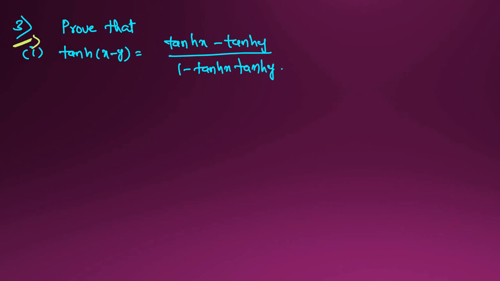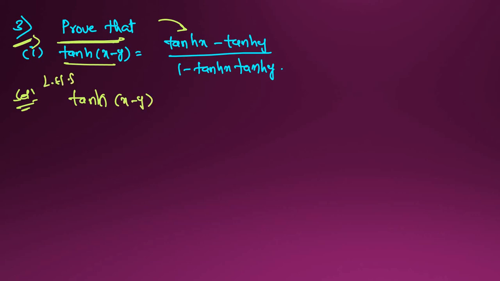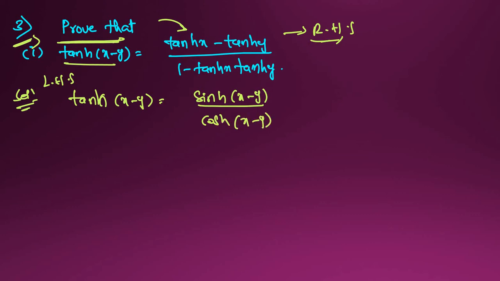Now moving to the third question. Now the third question is given that we have to take LHS, we have to prove the RHS. Now solution here. So what is given LHS? Tanh of x minus y is given. So here this is the LHS we take here. Okay, we'll prove this RHS. So here tanh of x minus y is equal to, we can write it as sinh of x minus y divided by cosh of x minus y we can write here.